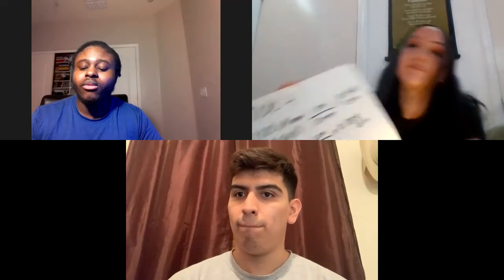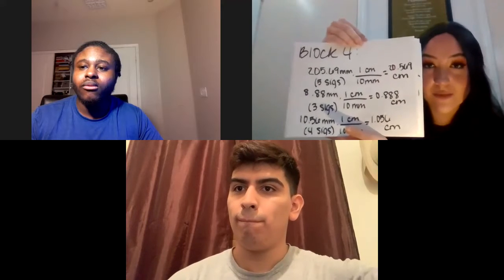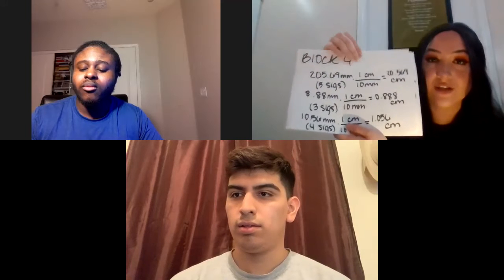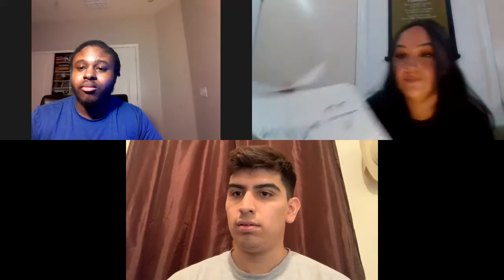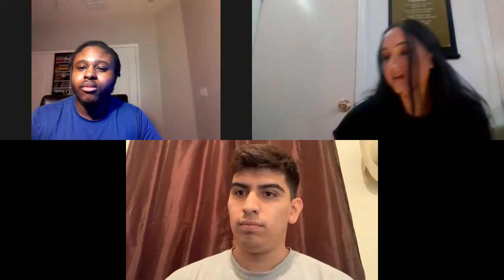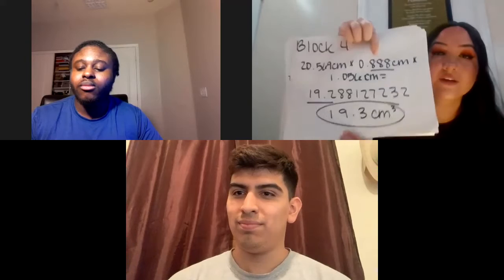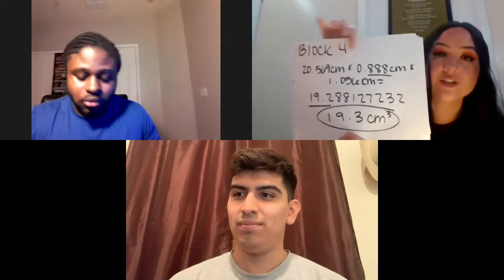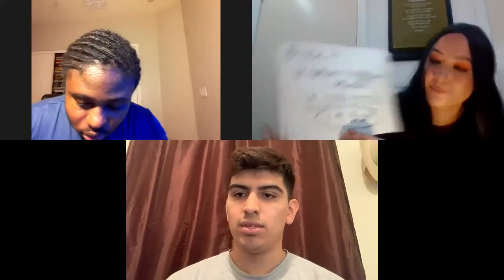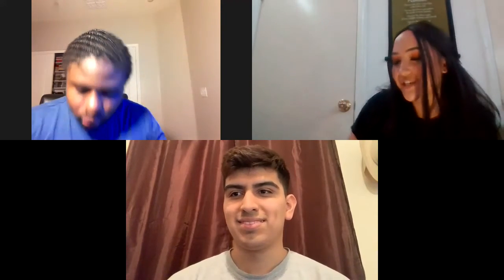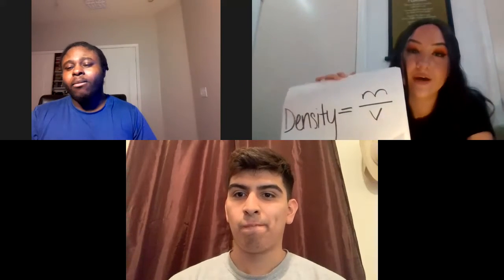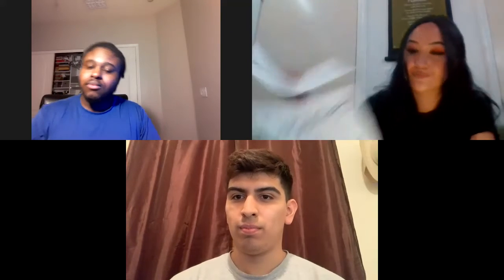And then lastly, block 4, same thing, paying attention to significant figures. This one has 5 significant figures, so it is a bit larger than the other ones. And then again, 3 significant figures is the lowest when you are doing the calculation, and you write your whole exact answer, and you're going to get 19.3 centimeters cubed.